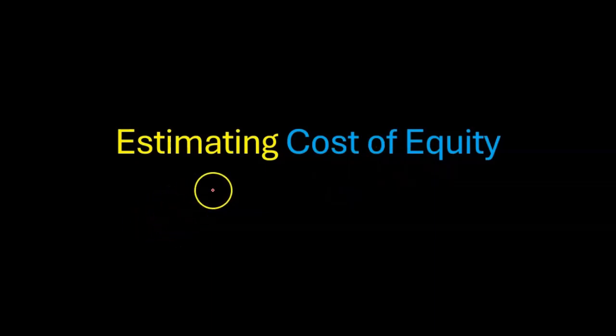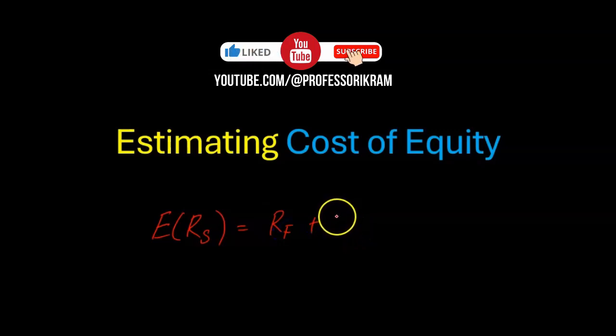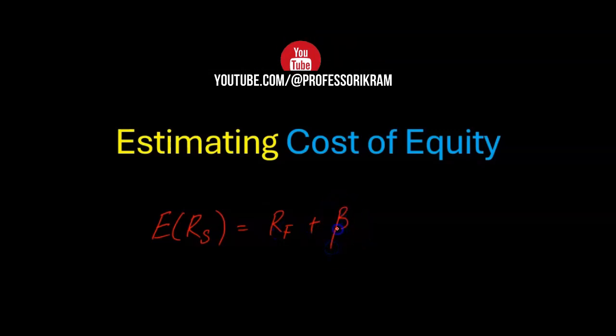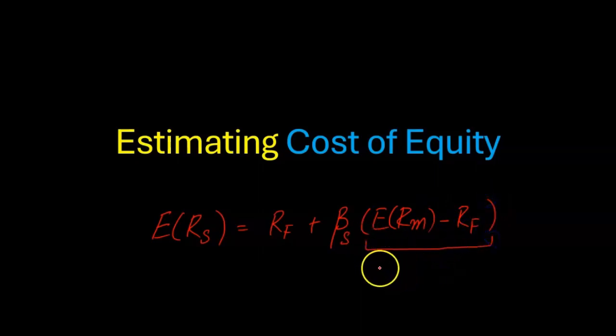pricing model. Specifically, cost of equity is the same as the rate of return that equity holders require on their equity investments. And the capital asset pricing model says that the rate of return that equity holders should expect or require should be at least equal to the risk-free rate plus the risk that equity holders are bearing as captured by the equity beta times the expected return on the market minus the risk-free rate, where this portion of the capital asset pricing model is referred to as the expected market risk premium, EMRP.